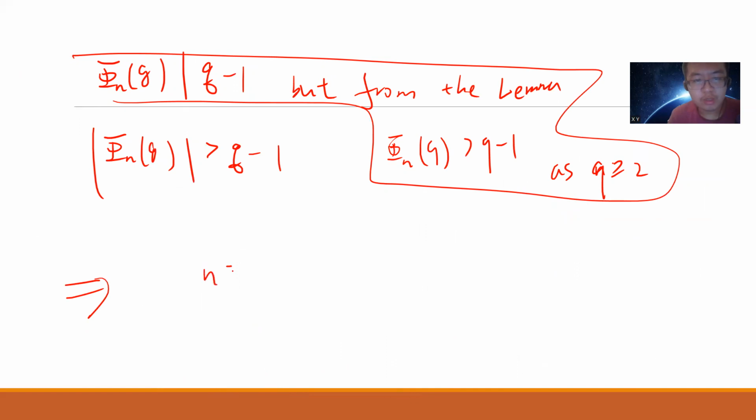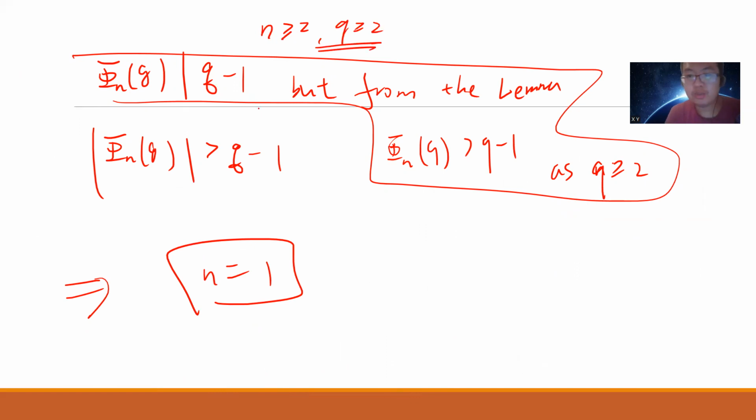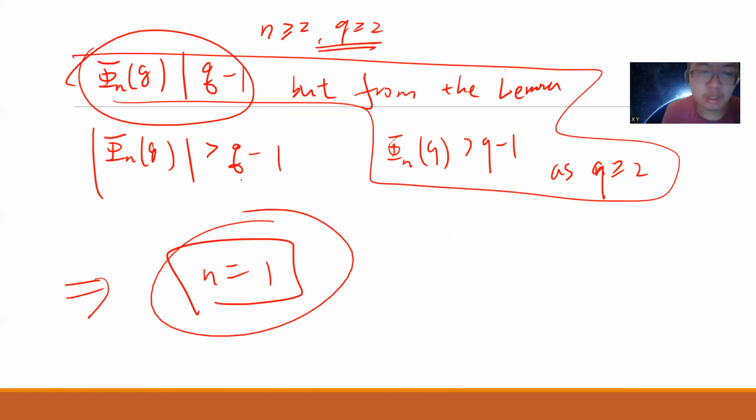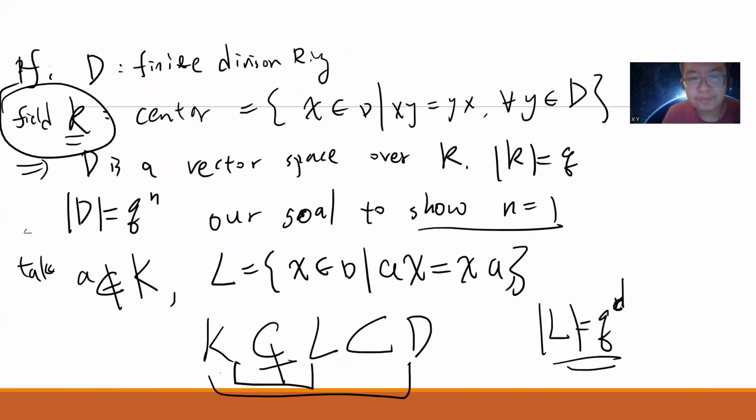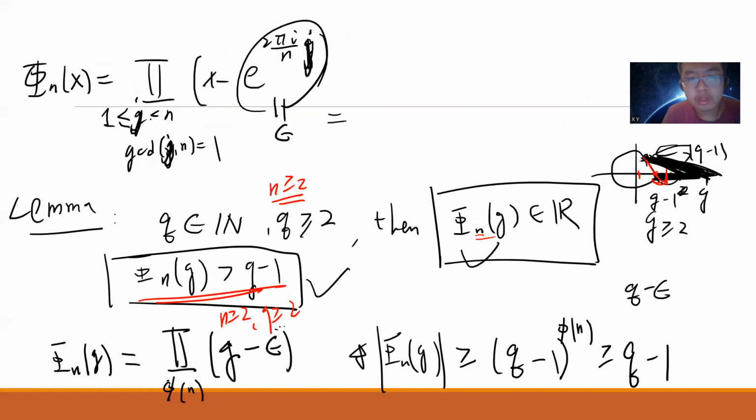Okay, so if we have this, right? So this proves that N must be equal to 1. Because if N is greater or equal to 2, and Q is also greater or equal to 2, then this cannot happen. This cannot happen. Okay. So phi N of Q dividing Q minus 1 must definitely give you N equals 1. Okay. So if N is 1, then we prove these results.